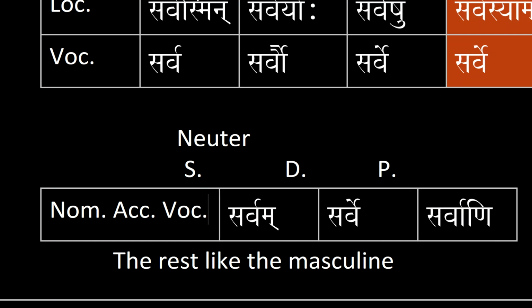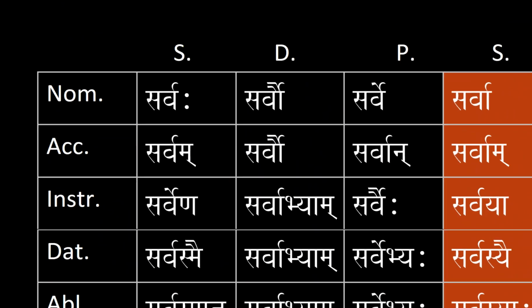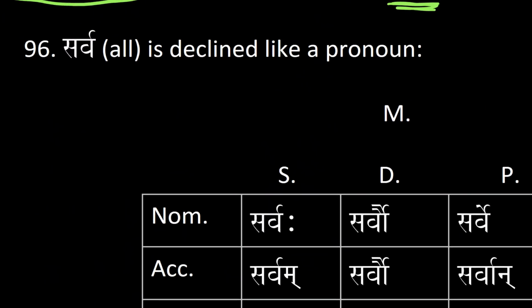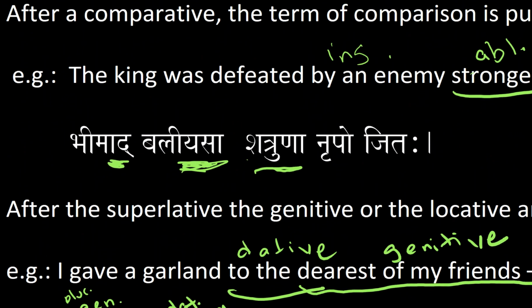So for all of nominative, accusative, and vocative, you're going to have sarvam, sarve, sarvāṇi. Obviously, for the vocative, you'll have he sarvam, he sarve, and he sarvāṇi. And then the rest is declined like the masculine, from instrumental, singular, dual, and plural, all the way to the locative, singular, dual, and plural. So this is the declension of sarva, and this is the application of the superlative and the comparative.